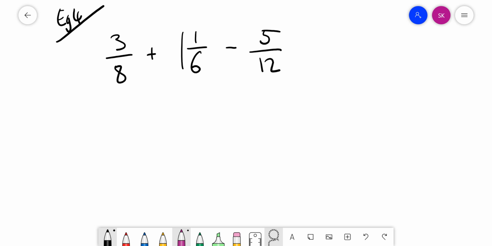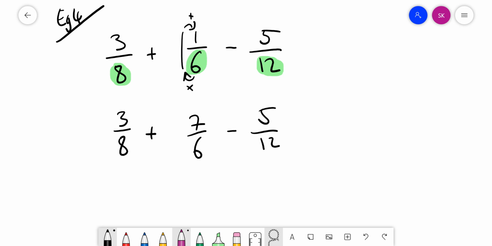All right, so the strategy, because they're different denominators, but we're adding and subtracting them, we're going to find the LCM. But the only thing we've got to do before that this time is we've got to convert this fraction to an improper fraction. Hopefully you remember. 6 times 1 is 6, plus 1 is 7. And so I'm going to write them all out nicely again. Then I'm going to get on with my strategy.